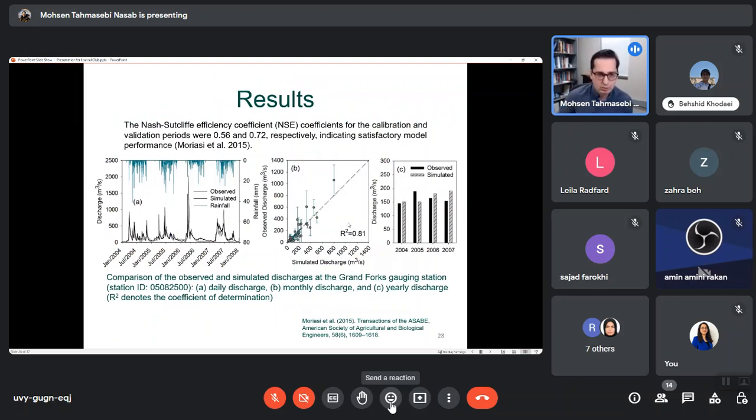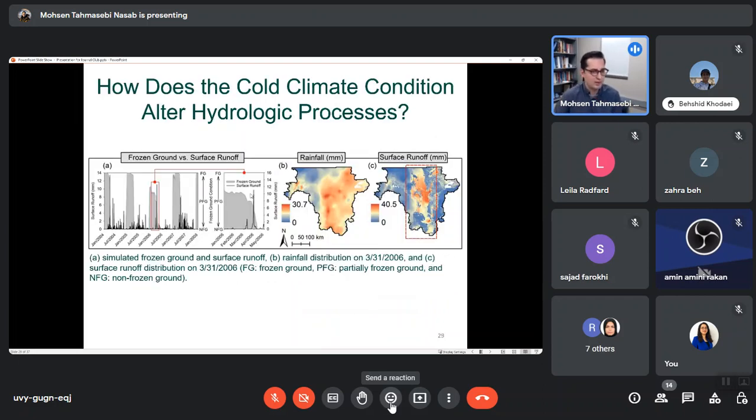As you can see, the model results are not bad, definitely. But I want you to take a look at this area. If you can see my cursor, the mouse cursor, this area. There is a significant difference between model simulation of discharge and observed discharge. This area is specifically in spring, when the flooding happens. Let me go to the next slide so you can see that a little bit better.